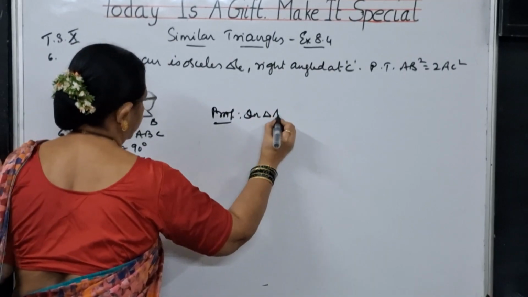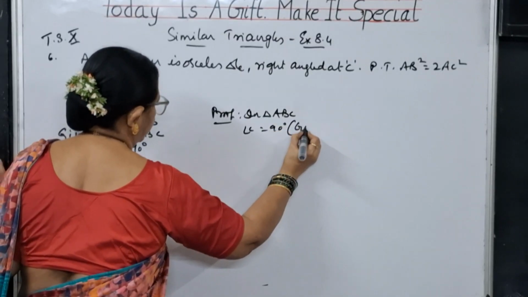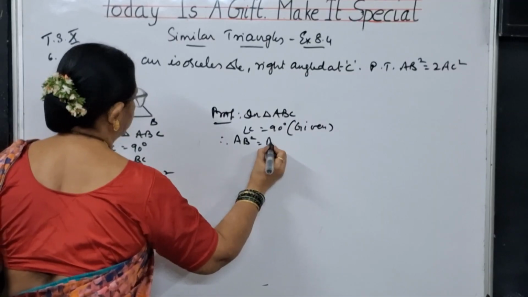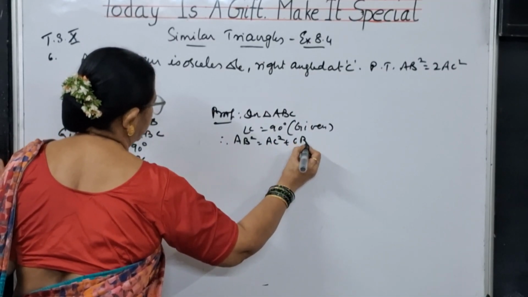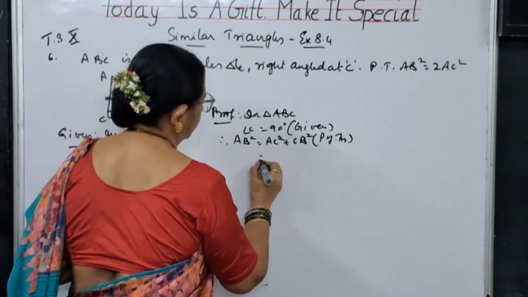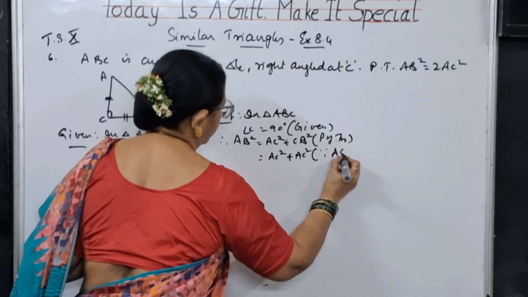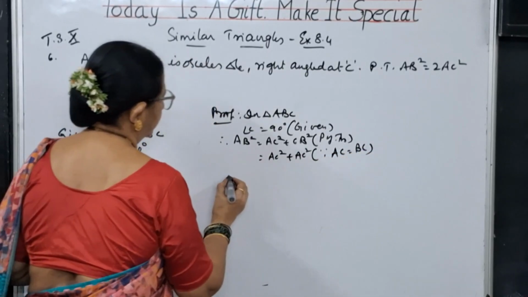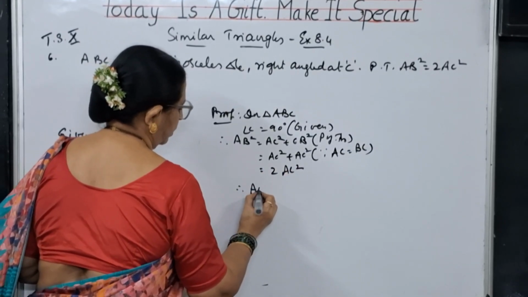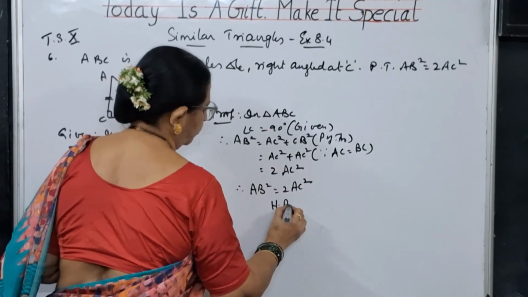In triangle ABC, angle C is 90 degrees. This is given to us. Therefore, AB square is equal to AC square plus CB square, basing on Pythagorean theorem. This is nothing but AC square plus AC square. Why? Because AC is equal to BC. So, this is nothing but 2AC square. Therefore, AB square is equal to 2AC square is the proof of this problem.